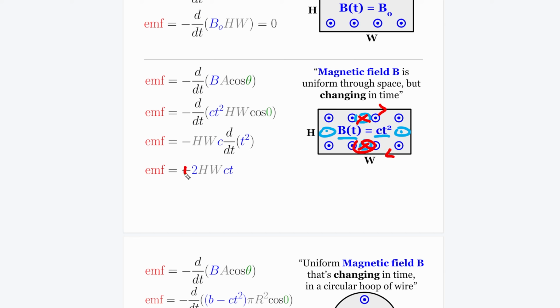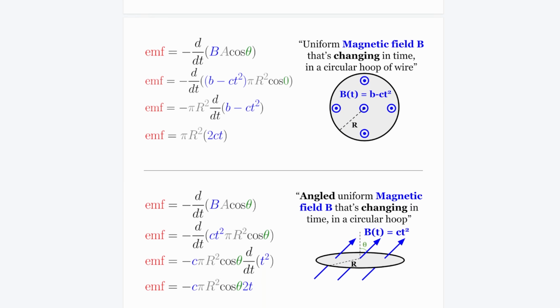That's why you typically don't care about that sign. You just find the magnitude of the EMF. You figure out the direction of the induced current separately. And again, the current would be whatever that EMF was, 2HWCT, over whatever the resistance of the circuit was. Okay, so that was an example of Faraday's law.